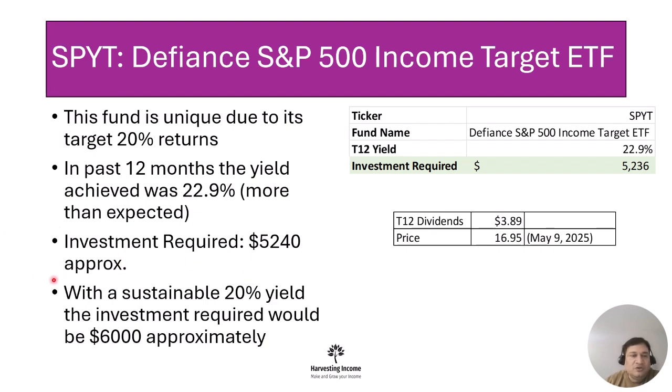Investment required: 5,240. However, I just want to give you a disclaimer. Assuming a 20% yield, which is more sustainable and more reasonable, because next year you may get a higher or lower yield, we never know. So let's say on average you get 20% yield on this fund. The investment required will be approximately $6,000. So you do all your calculations for different scenarios. You can put in a higher yield and say that I just invest $5,000 and get $1,200 a year.